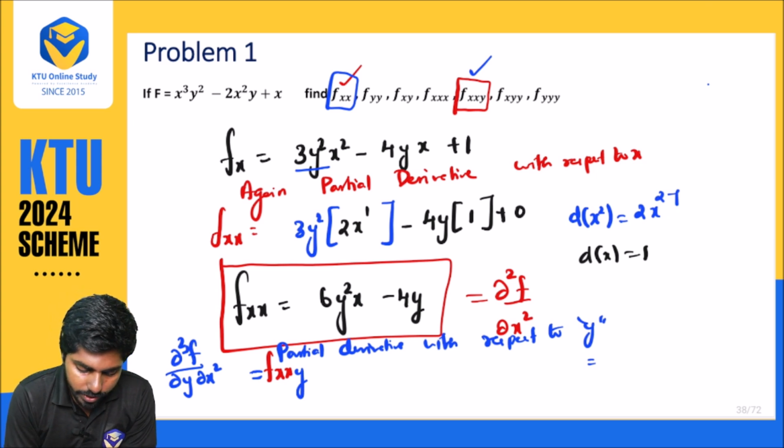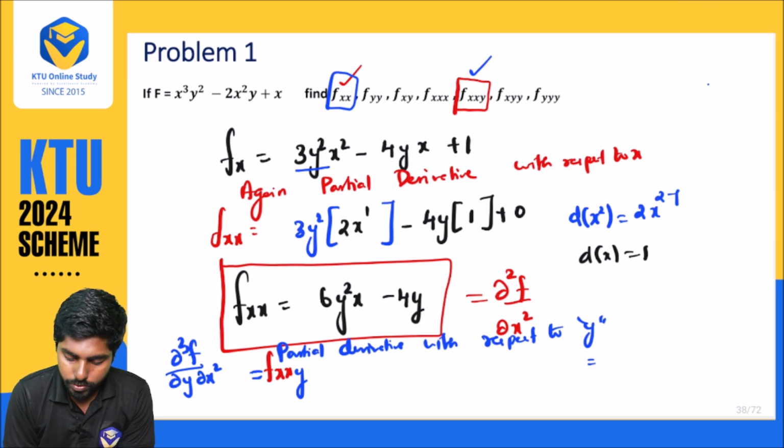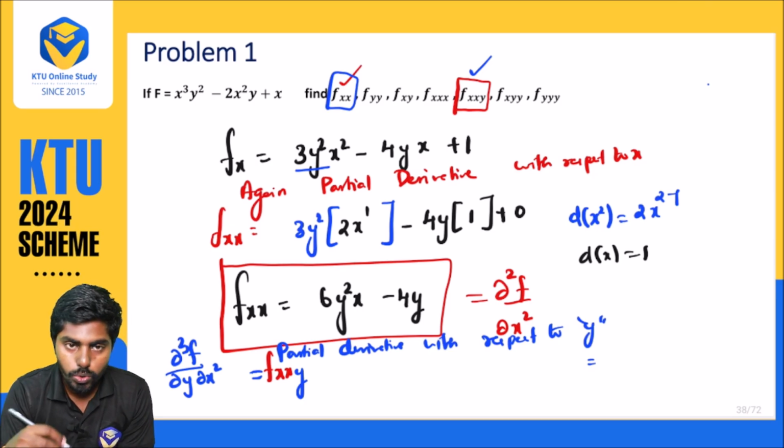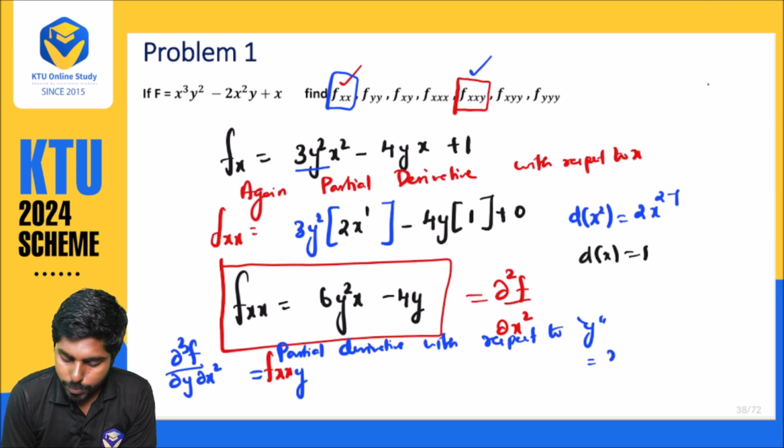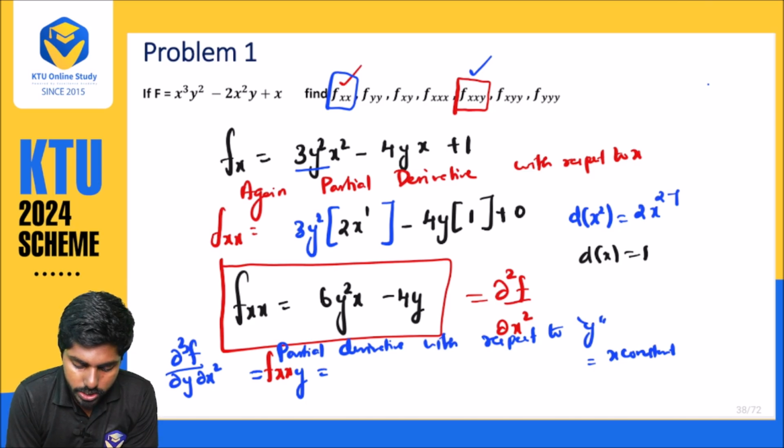So already we have identified dou square f by dou x square. Now we want the partial derivative with respect to y, sorry. So what will happen? x will become constant, so x is constant. So here, treating 6x as a constant.